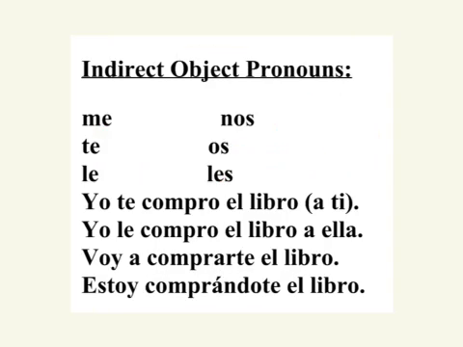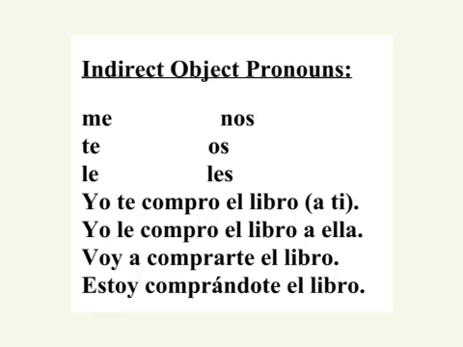An indirect object pronoun answers the question to whom or for whom, or tells to whom or for whom an action is done. In other words, who is affected by an action. So, for example, in the sentence, yo compro el libro a ti. You are the person affected by the action, and tú, you, is the indirect object pronoun.